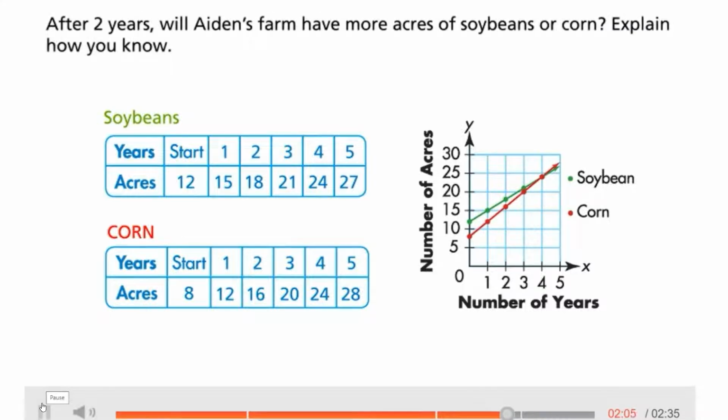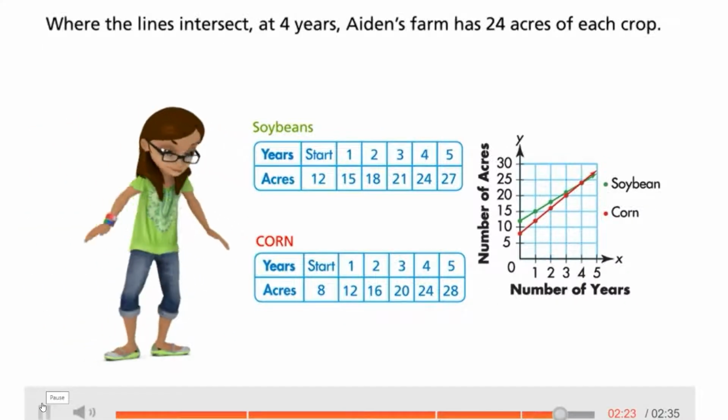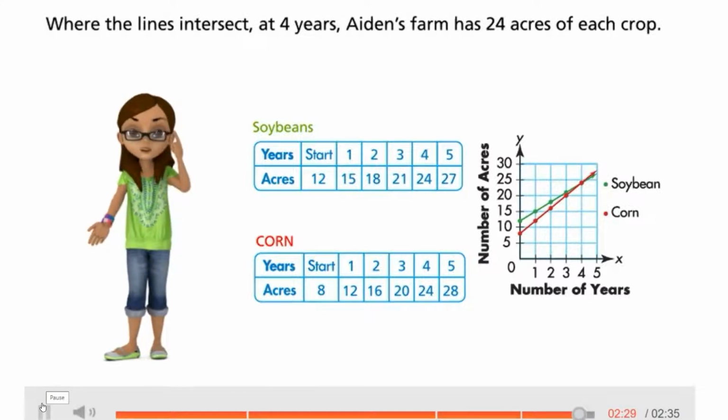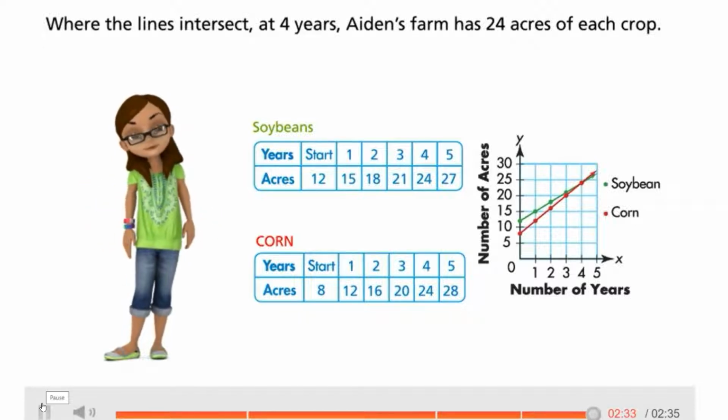After 2 years, will Aiden's farm have more acres of soybeans or corn? Explain how you know. After 2 years, Aiden's farm will have more acres of soybeans, since 18 acres is greater than 16 acres. Where the lines intersect, at 4 years, Aiden's farm has 24 acres of each crop. Now you know how you can make sense of a problem and persevere in solving it.